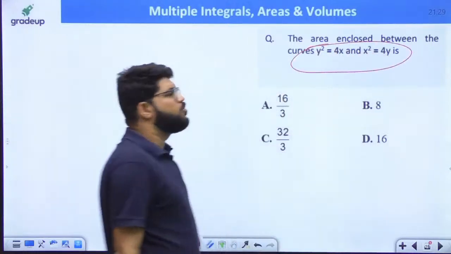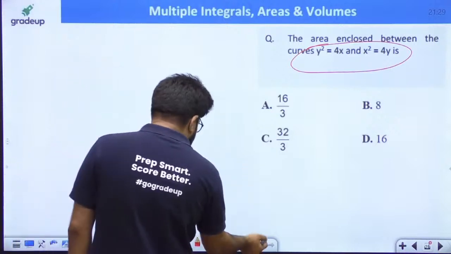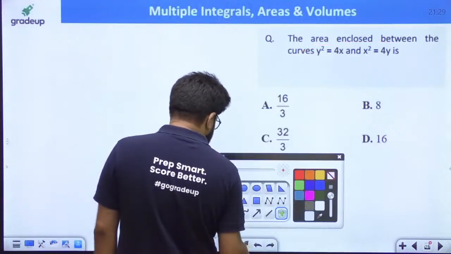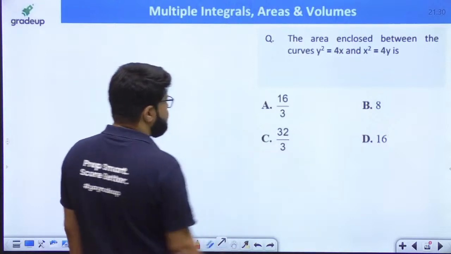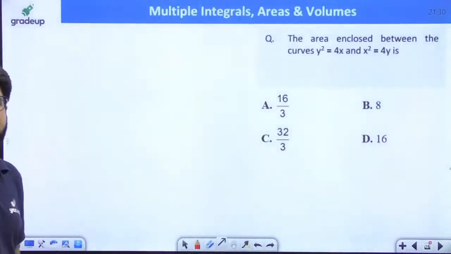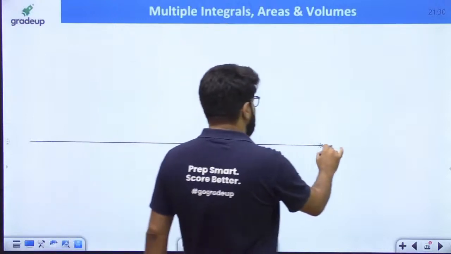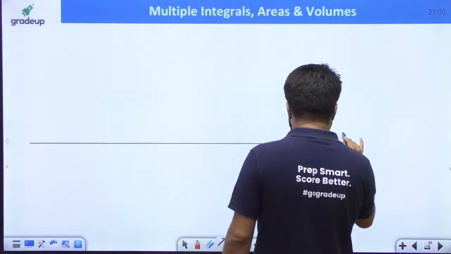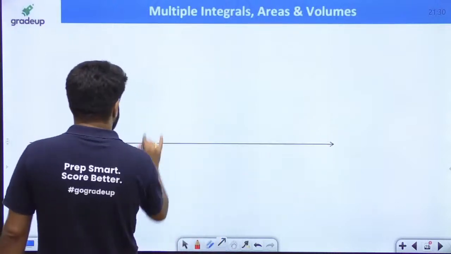The area enclosed between the two parabolas, y square equal to 4x and x square equal to 4y. So let us try to understand, everybody, what is the area enclosed between these two parabolas. Come on, everybody, follow this first question, and then we'll practice more. Let us first sketch the figure.